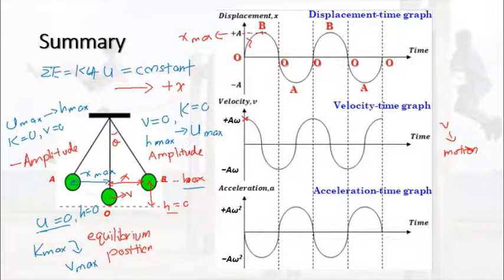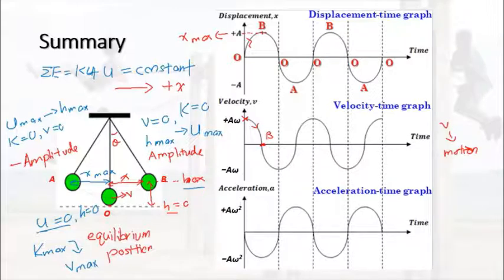When it goes towards B, the velocity will decrease. Why does it decrease? Why is it slowing down? Because of the restoring force. As the object goes towards B, the restoring force tries to pull it back to its original position. Therefore, it slows down. So it decreases, and when it reaches the maximum height, which is point B, it stops for a moment. Therefore, v equals 0 at point B.